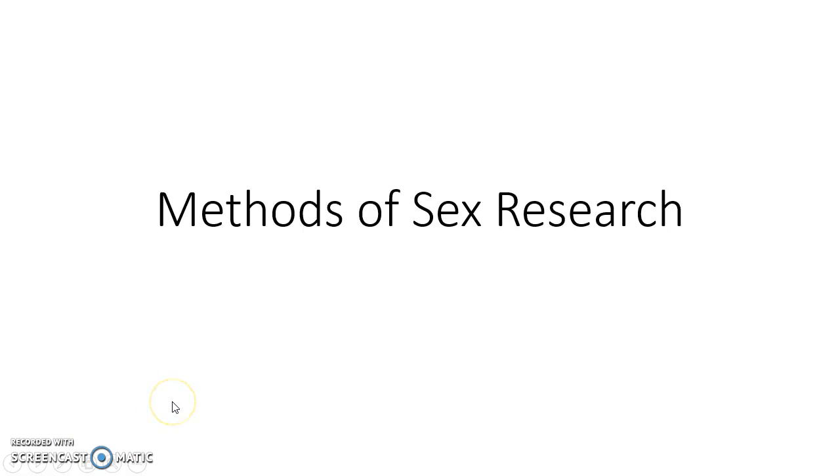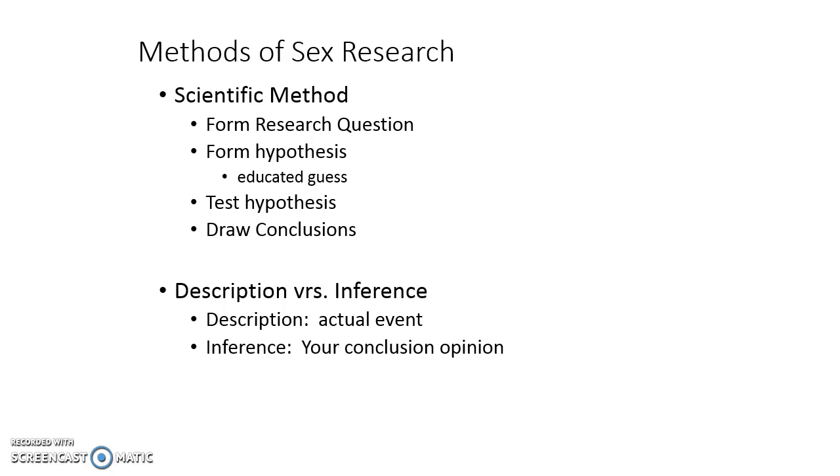This topic is on the methods of sex research. We want the scientific method because that is the most accurate. To begin with that one, you form a research question. So, for example, let's say we wanted to know how many of Garden City Community College students actually are choosing to abstain. So we'd form our hypothesis, which is basically an educated guess. So we might say 10% or 50%. We just make a guess. Then we go out and test our hypothesis, and we're going to learn the different ways to gather data to test that hypothesis. Then once you run your study, you draw your conclusions.